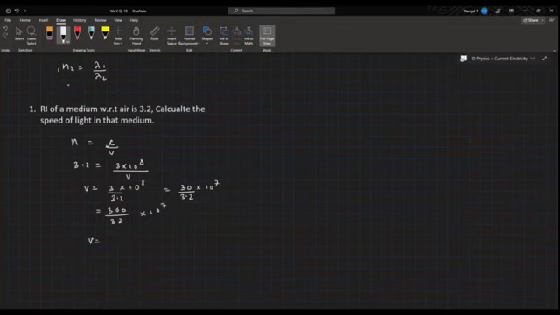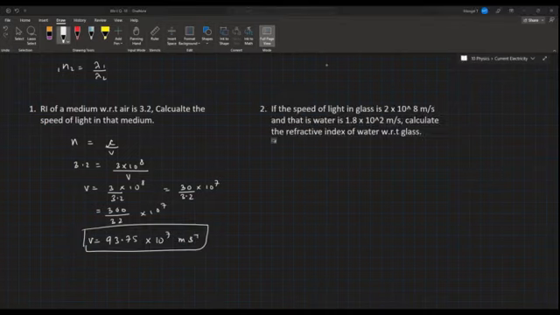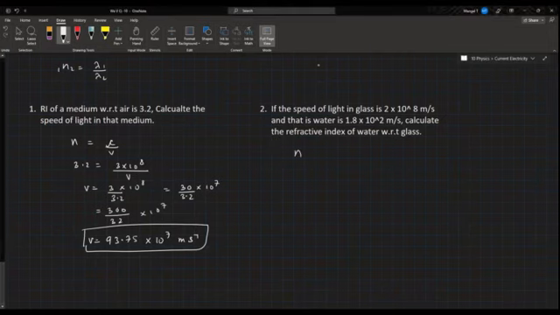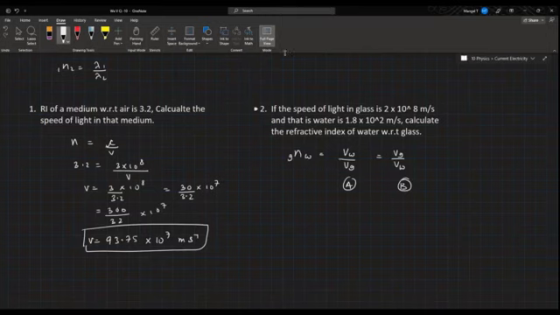You always have to do it. So this is 93.75, okay, into 10 to the power 7 meter per second. We want refractive index of water with respect to glass. Now, which one is correct? A or B? B.